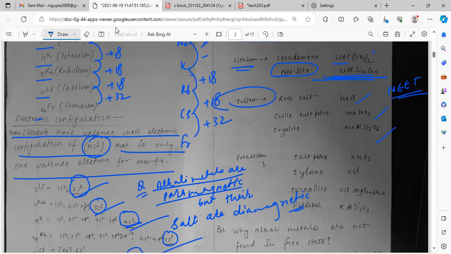Here, sodium is found in rock salt. NaCl itself is known as rock salt, right? Cryolite is also important. Why? Na3AlF6, cryolite. This is useful. Cryolite reduces the melting point of alumina.